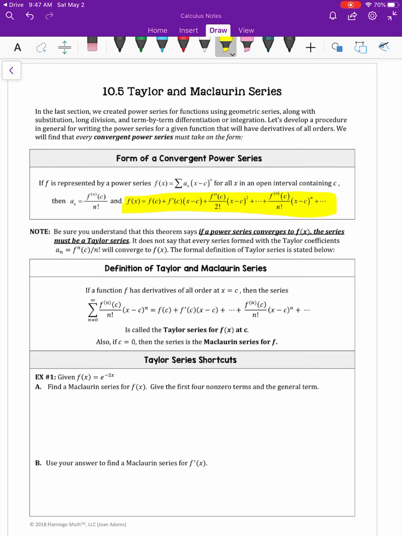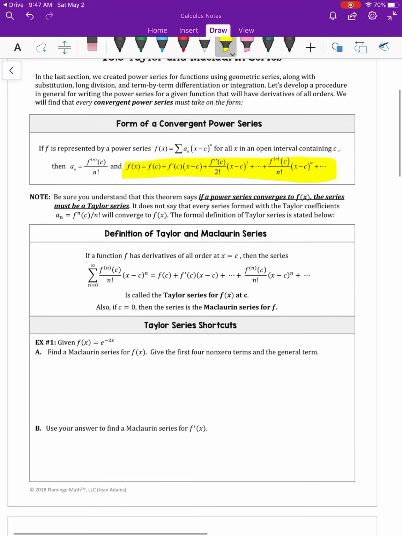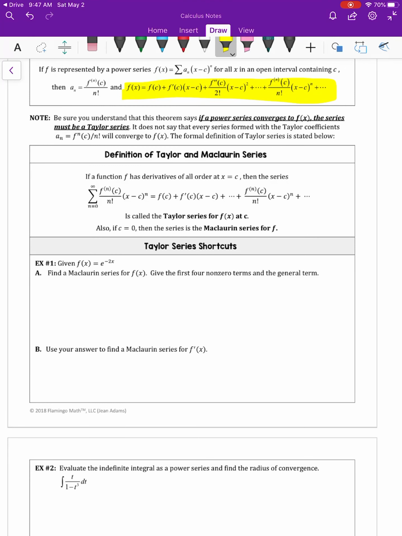Note, be sure you understand that this theorem says if a power series converges to f of x, the series must be a Taylor series. It does not say that every series formed with the Taylor coefficients, a sub n equals the nth derivative of c over n factorial, will converge to f of x. The formal definition of Taylor series is stated below.